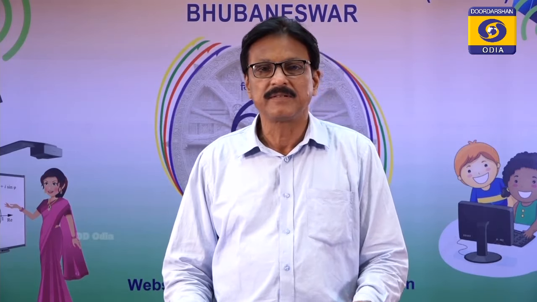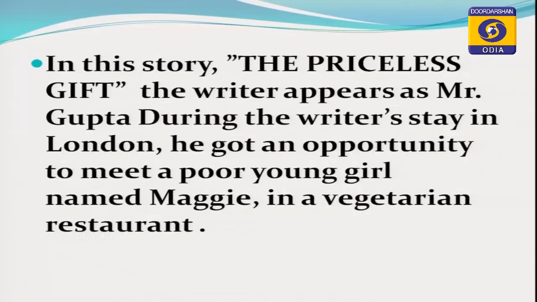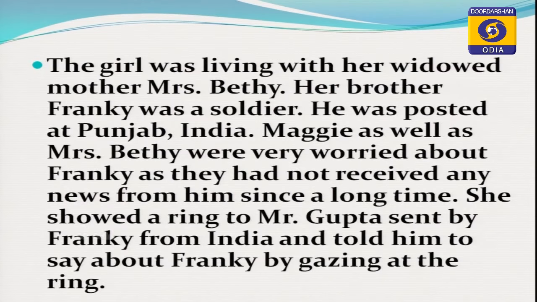Okay children. You see, in this story, The Priceless Gift, the writer appears as Mr. Gupta. Now you take Mr. Gupta as the writer of the story. During the writer's stay in London, he got an opportunity to meet a poor young girl named Maggie in a vegetarian restaurant. The girl was living with her widowed mother, Mrs. Bethy. Her brother Frankie was a soldier.